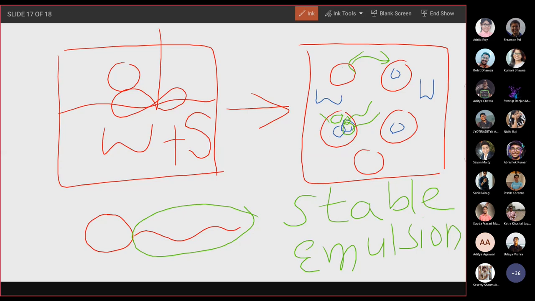Now you might ask, in crude oil, how is it forming emulsion? Actually, in crude oil, the presence of surfactant is less, but the presence of salt ions and calcium ions makes them come and sit at the interface. These sodium chloride ions and calcium carbonate, these calcium ions come and sit at the interface and form the stable emulsion. There's another way to produce stable emulsion.